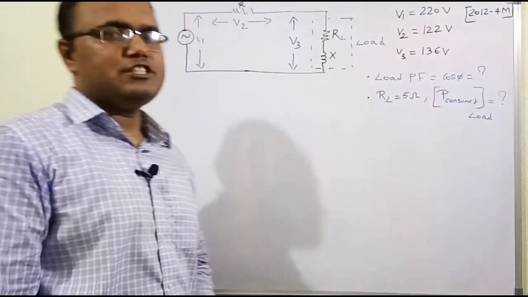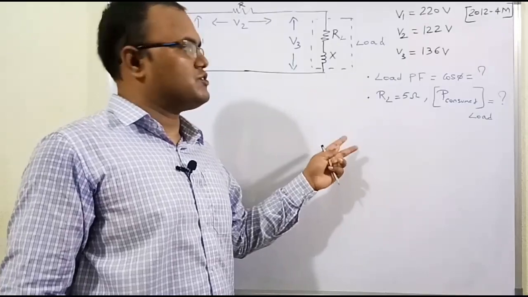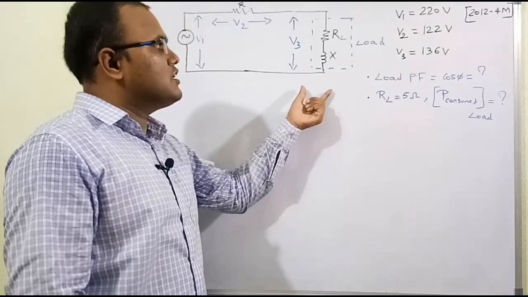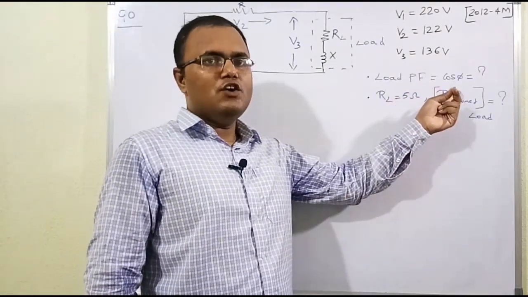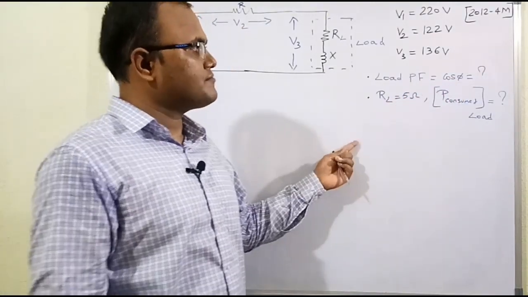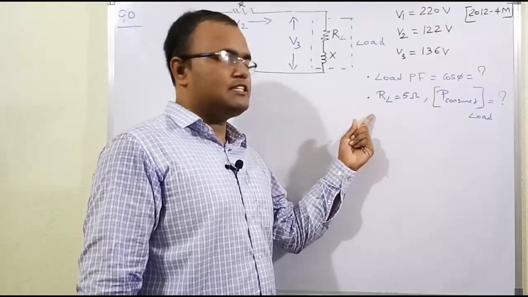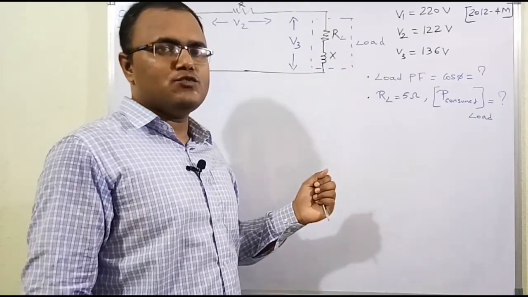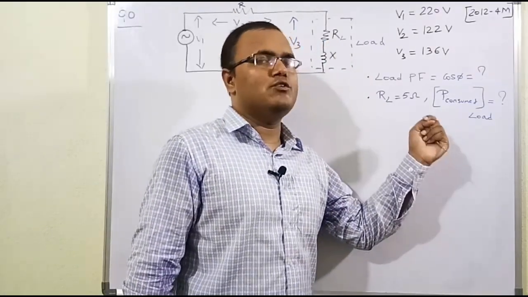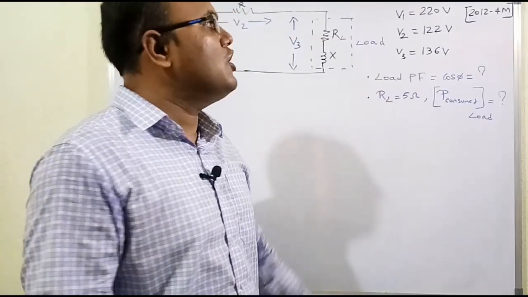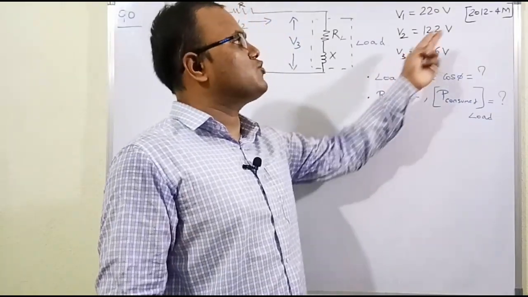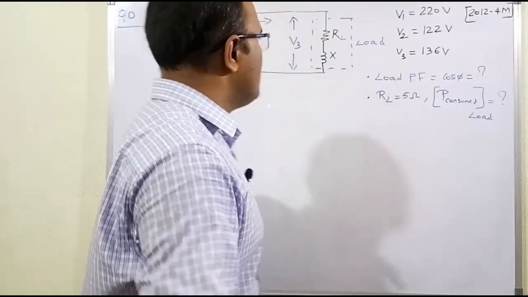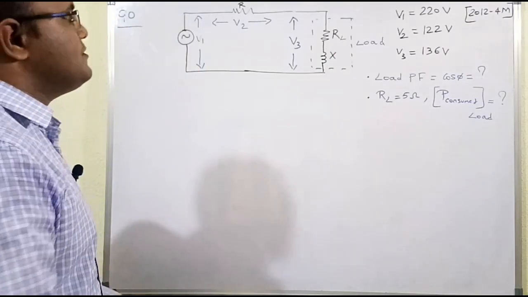In this question we need to find two things. First, we need to find the load power factor, which means the load power factor cos phi. And the other part is, when RL is equal to 5 ohm, meaning the load resistance is 5 ohm, we need to find how much power is consumed by the load. These two things we need to find in this question. Each part carries 2 marks, therefore the total is 4 marks. This question was given in GATE 2012 for 4 marks. So let's do this numerical.